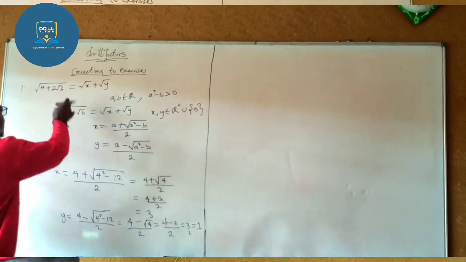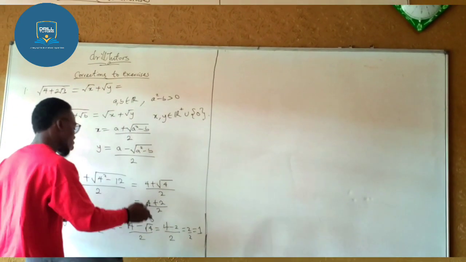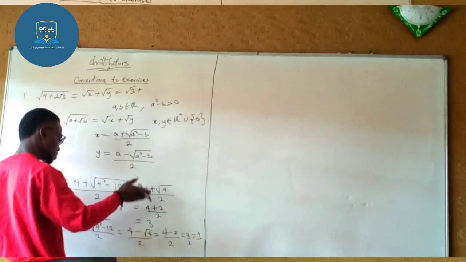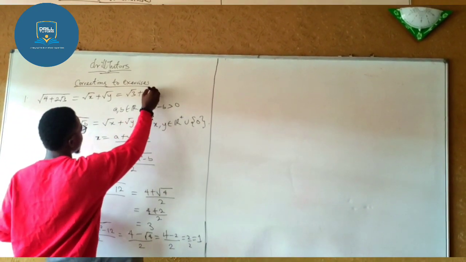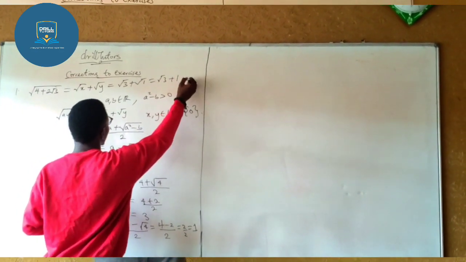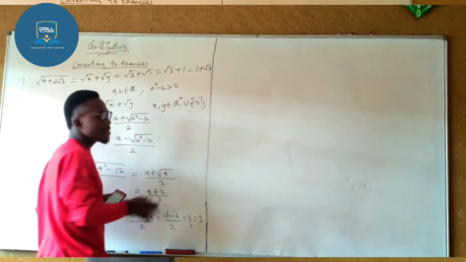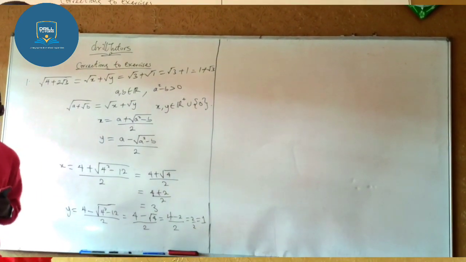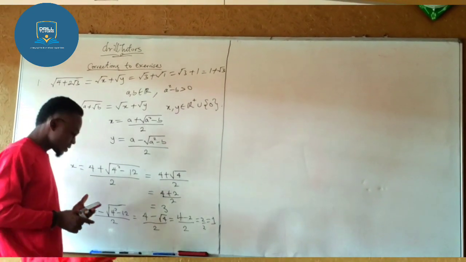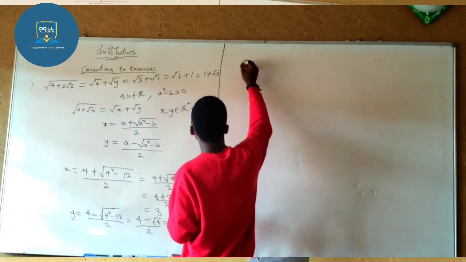That tells you that the solution to this is equal to the square root of x, which is 3, the square root of 3, plus the square root of 1, which is also the same thing as the square root of 3 plus 1. And of course, this can also be expressed as 1 plus root 3, since addition is commutative.